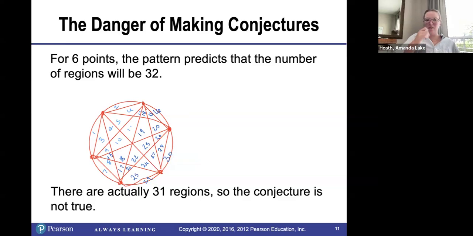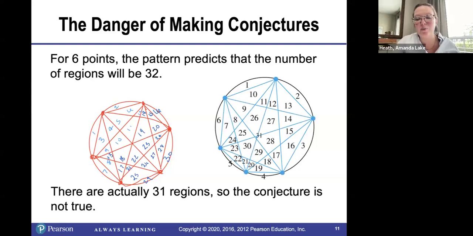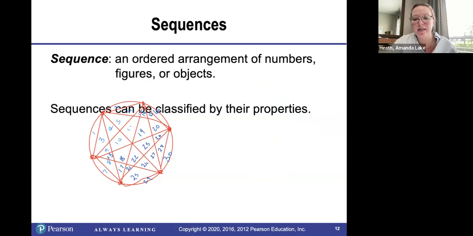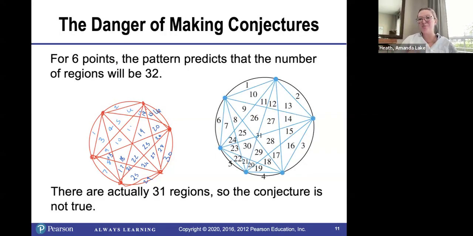There are actually 31 regions. Well, I missed counting one. Here's your challenge problem. Figure out which one I didn't count, because I missed one. But there are actually 31 regions, and here's their drawing of it. So the pattern stops working here with 6 points. So we can say that our pattern is probably not going to work for 10.